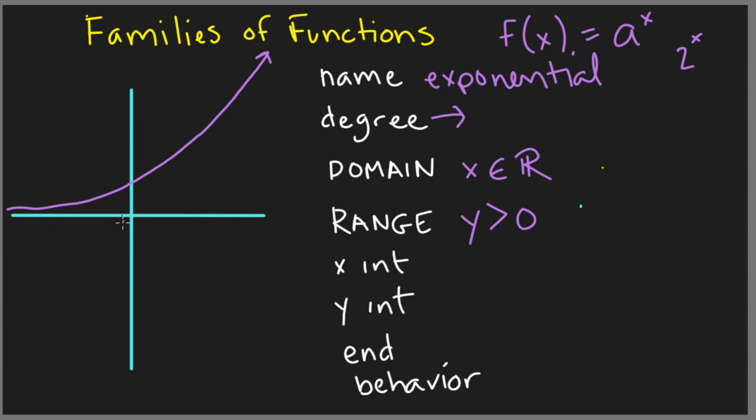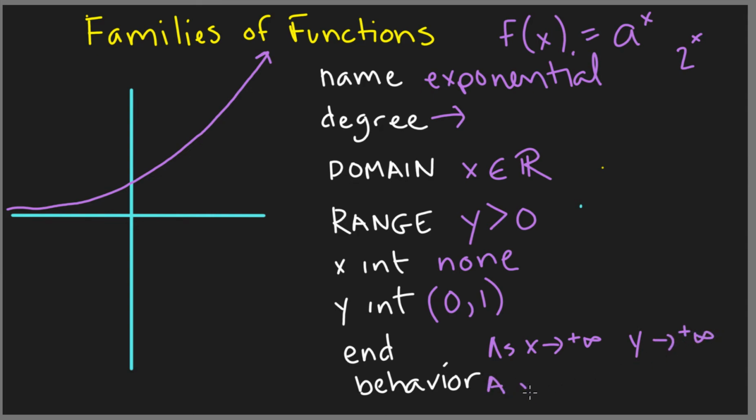My x-intercept: if we can't get to 0, we can't cross the x-axis, so we're going to have none. My y-intercept, think about it: if x is equal to 0, a to the 0 power is going to be equal to 1. So we're going to have a y-intercept at (0, 1). My end behavior: as x approaches positive infinity, y approaches positive infinity.